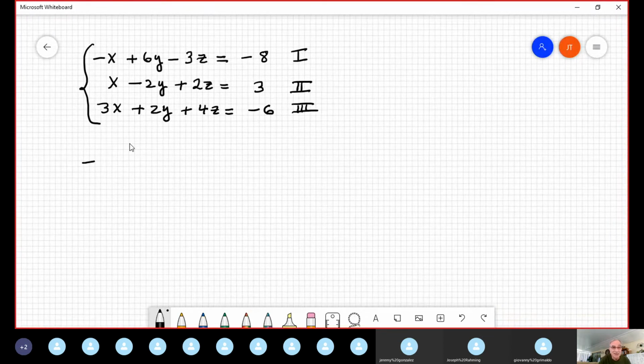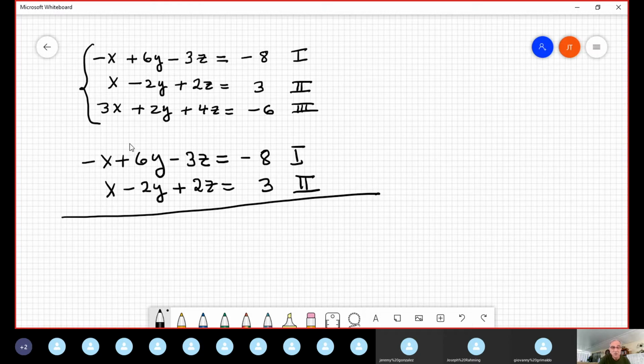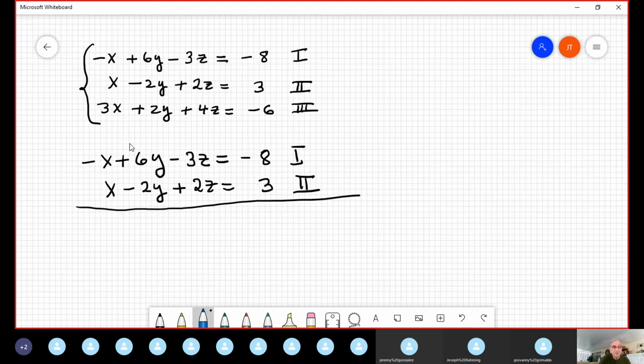For example, I decide to take equation 1 and equation 2 because minus x and positive x are ready for elimination. I take advantage. This does not always happen in this situation, but in this case, yes, it happens. And when you add by column, it's obvious that this is cancelled, no?